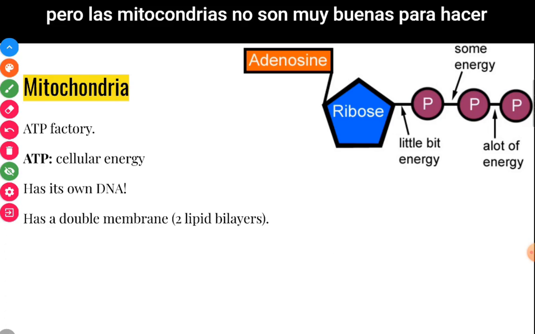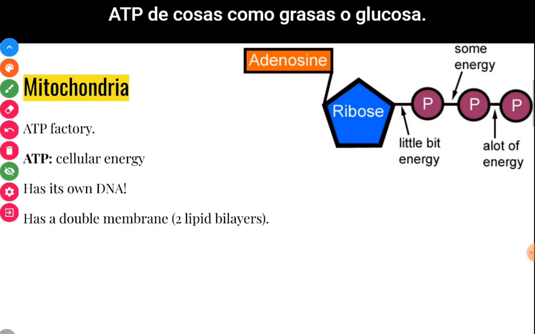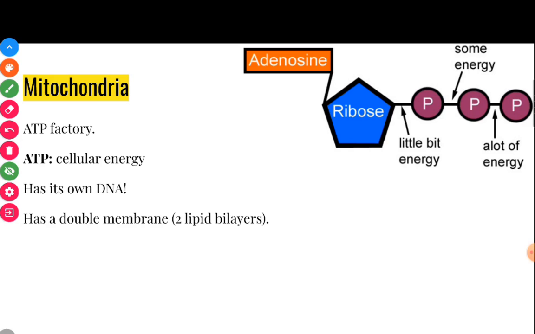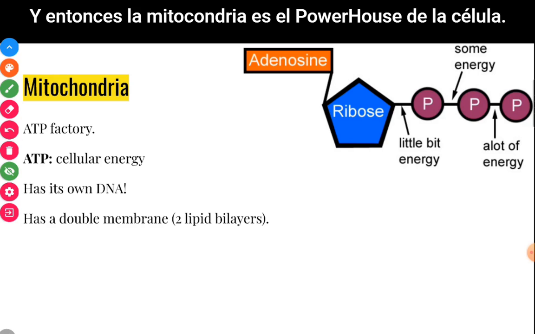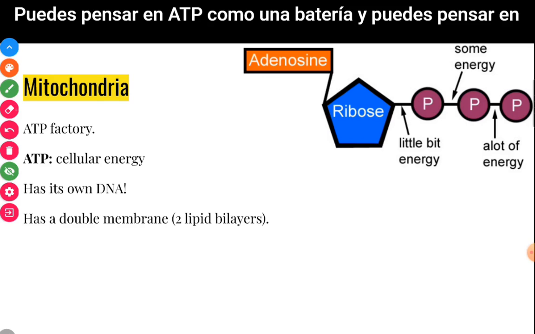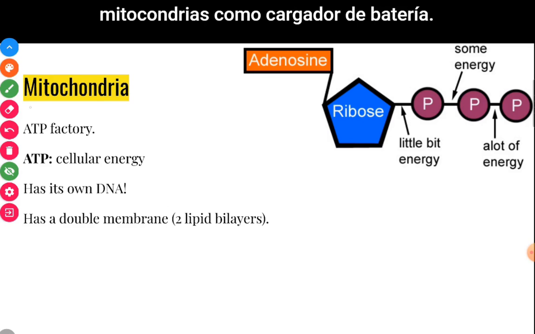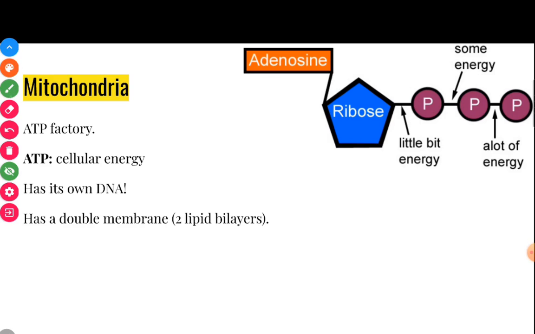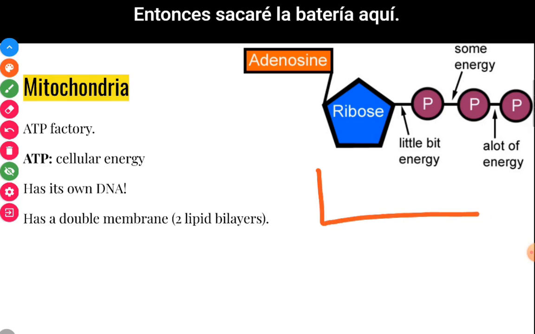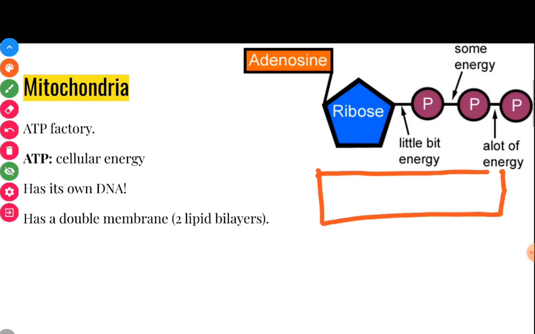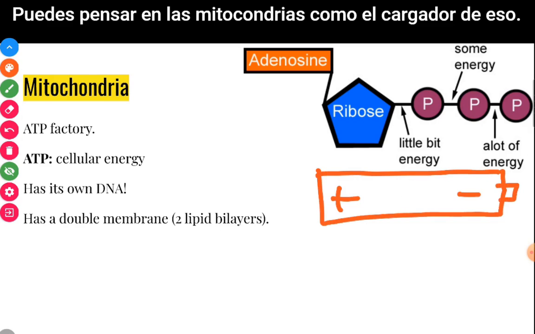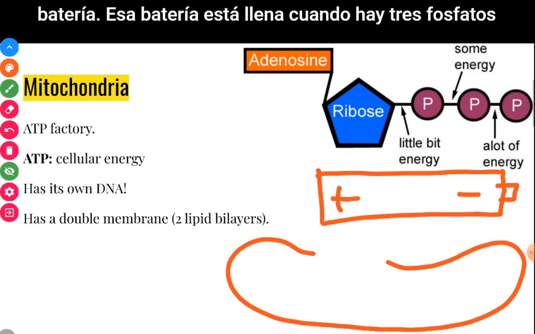Mitochondria are very good at making ATP from things like fat or glucose. And so the mitochondria is the powerhouse of the cell. You can think of ATP like a battery, and you can think of mitochondria as a battery charger. And so I'll draw the battery here. You can think of the mitochondria as the charger for that battery.